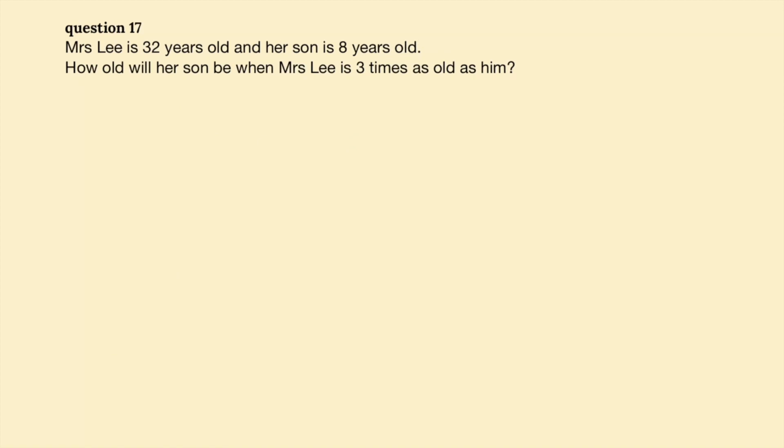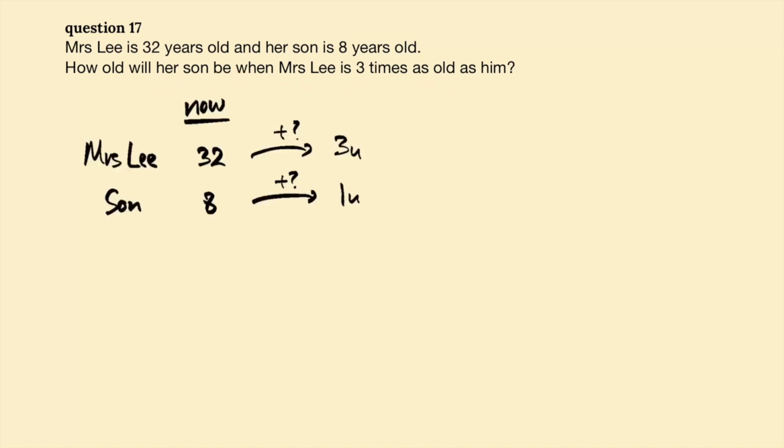Mrs. Lee is 32 years old and her son is 8. Well, we know the age difference. How old will the son be in the future when Mrs. Lee is 3 times as old as him? So currently 32 and 8. In a certain time in the future, it will be 3 units and 1 unit.